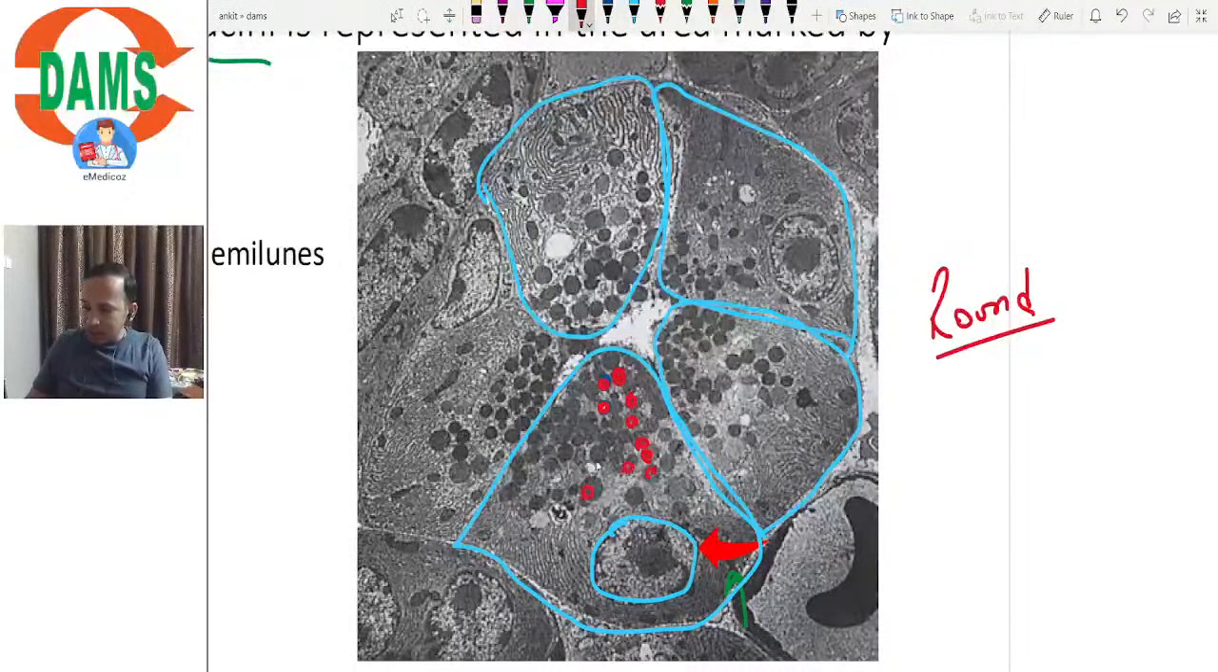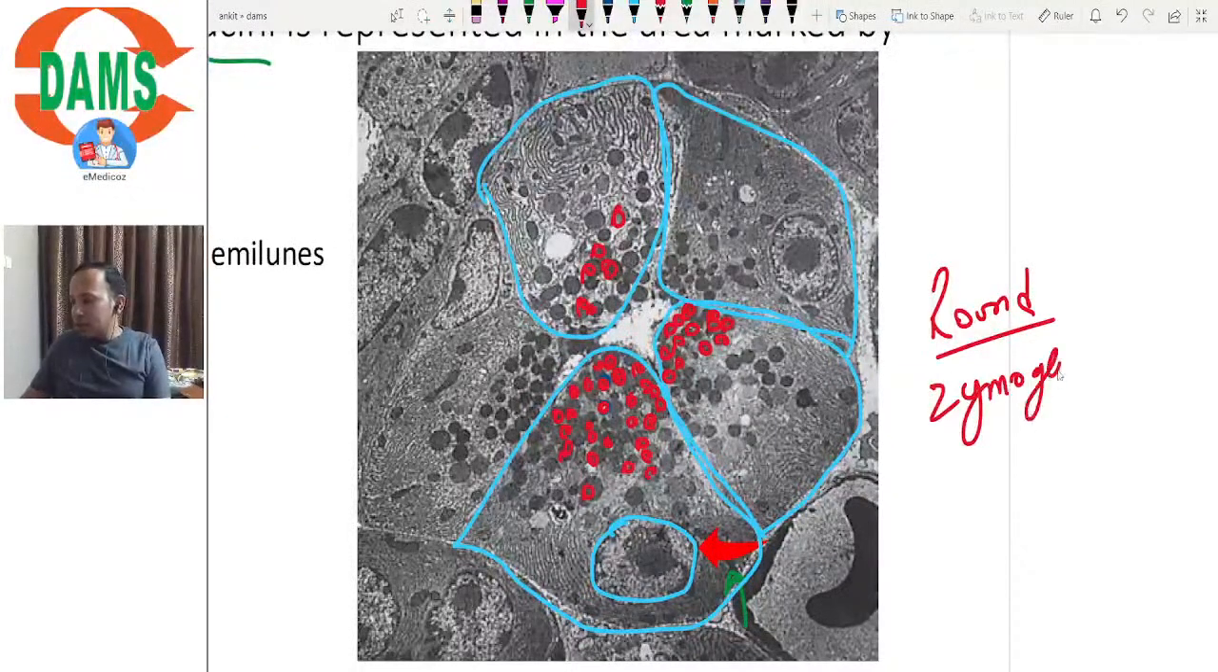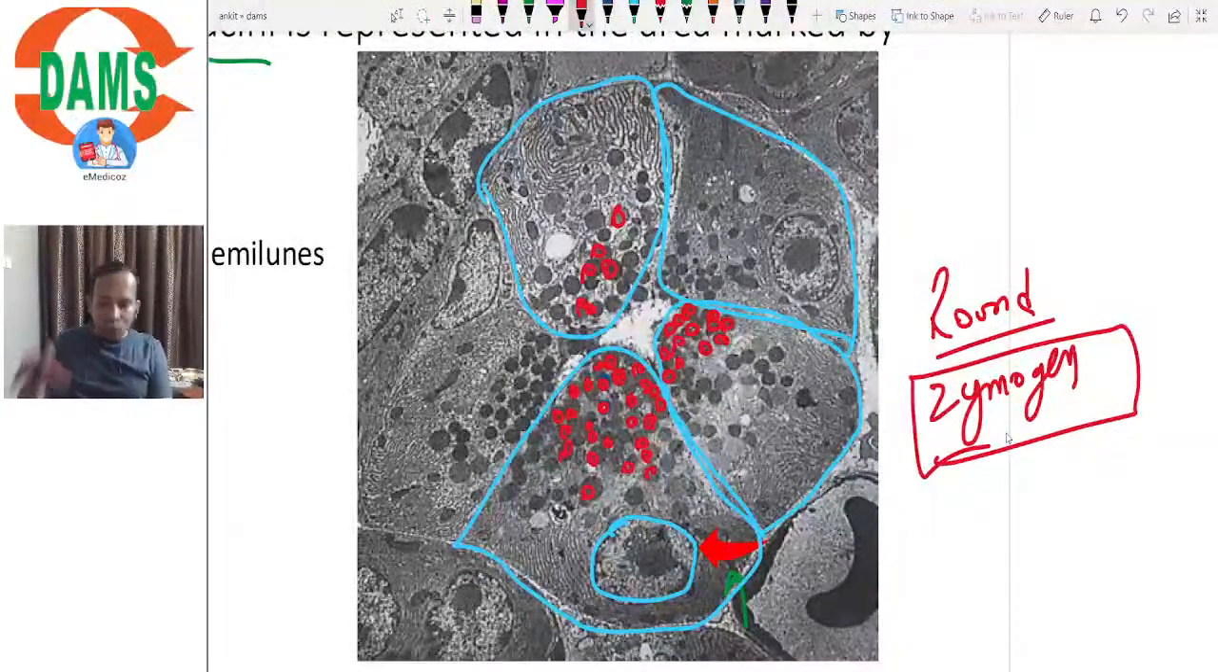And haven't I told you about zymogen granules? The secretory granules that are seen at the apex of the cell, isn't it? They are containing the proteinaceous component of the saliva, isn't it? तो यहाँ सब जगह हमें क्या दिख रहा है? Zymogen granules, isn't it? So zymogen granule alone is sufficient to identify this cell as serous cell.